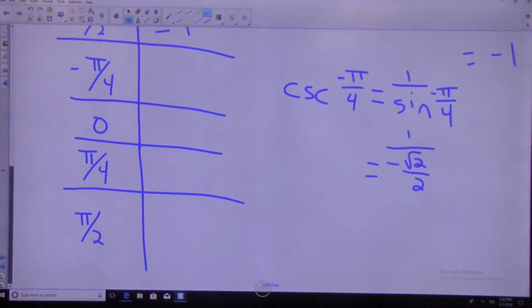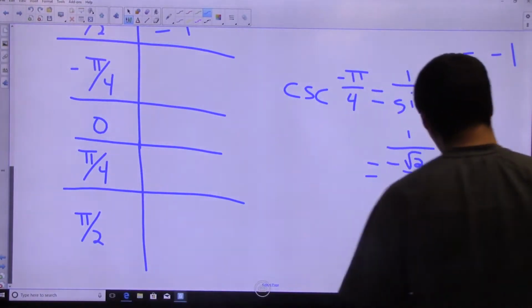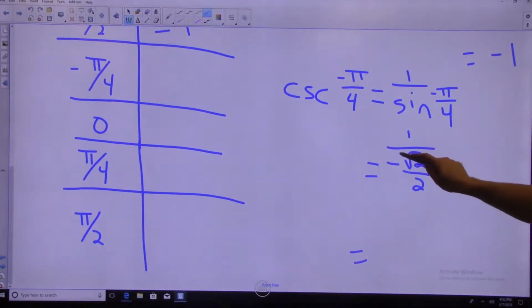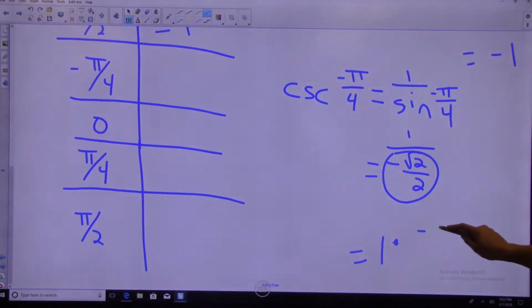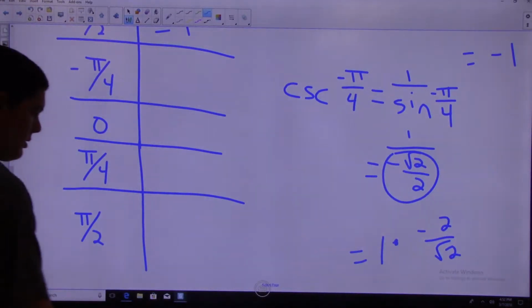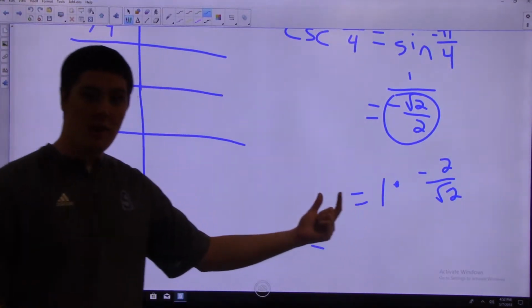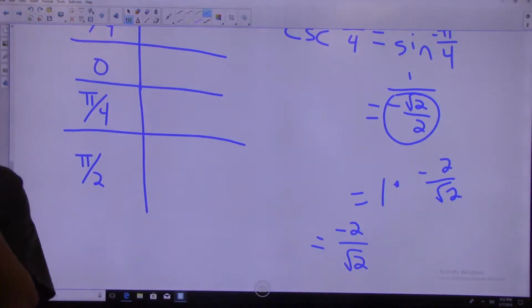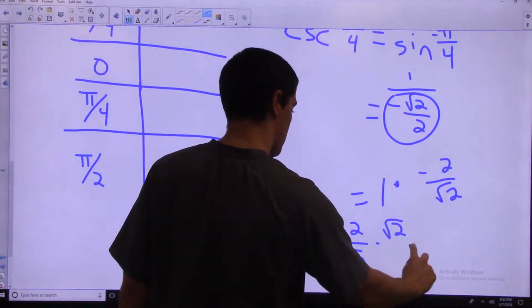All right, so we got a little simplification to do here. Remember, division is the same thing as multiplying by the reciprocal. So instead of taking 1 divided by this whole thing right here, I could always take 1 times that flipped. And 1 times anything is itself, right? So it's going to be negative 2 over the square root of 2. And we need to simplify this radical, so we need to multiply by the square root of 2 over the square root of 2.